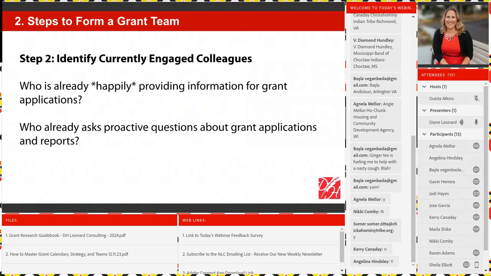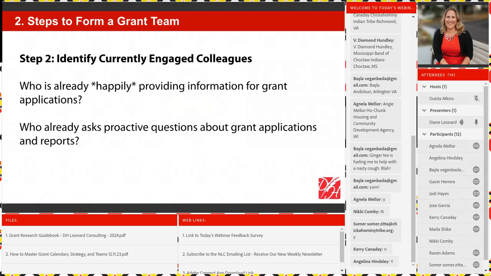Once we have that in place, then we can look at, well, who in our organization is already engaged? Because now we would have some specifics about what we were asking them to participate in. We would be asking these colleagues, maybe it's someone from finance who's already providing information for grant applications and grant reports. Maybe it's someone with program services who's already giving information for logic models and narrative questions.